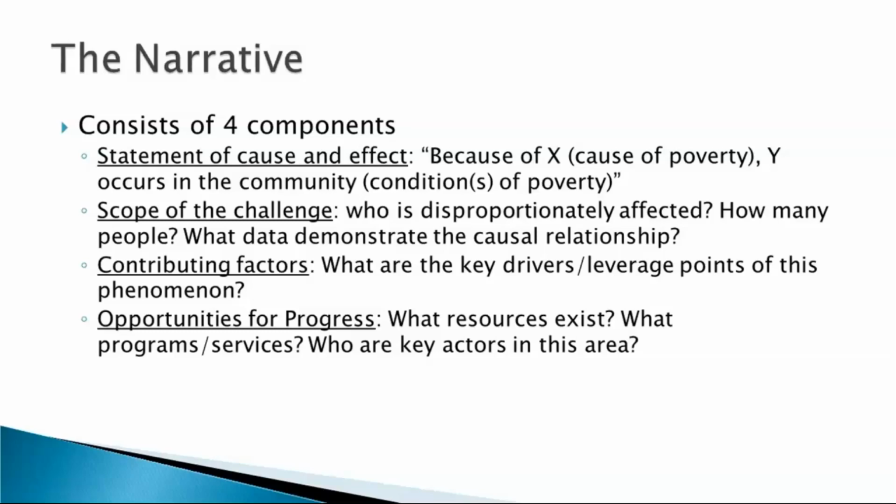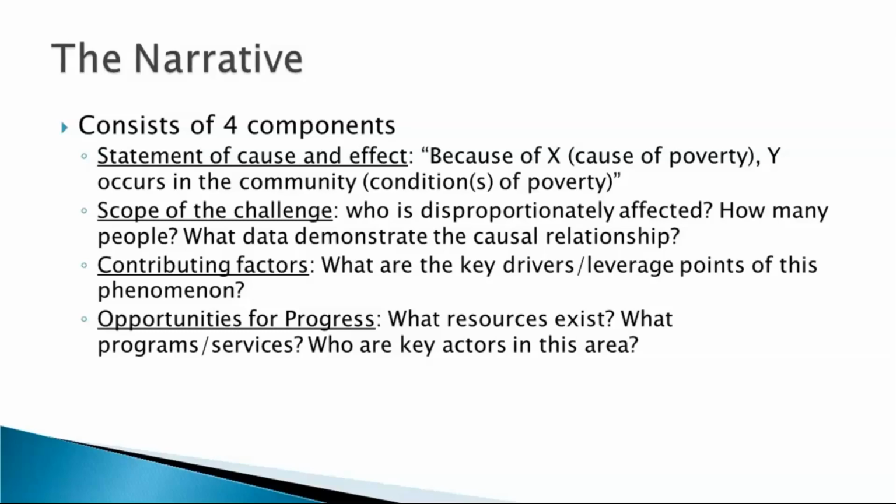Then the third component is kind of a summary of contributing factors. And this is where we try to pull out what are the key drivers, what are the key causes. The way to think about this is, where are the points of leverage in this narrative? So if the narrative is about a lack of jobs, then the contributing factors should give us some idea of why there are not enough jobs in the community. What are some of the key factors? Are they historical? Are they structural? Where are the points that our community might look at to make changes?